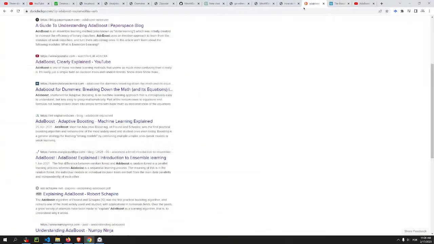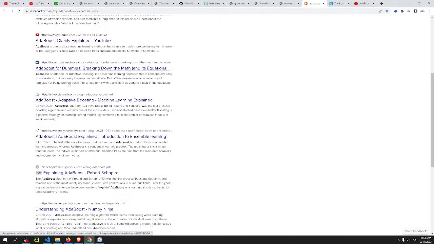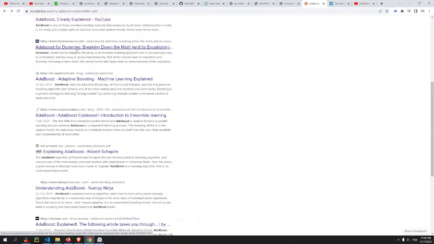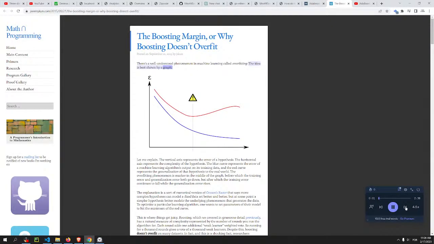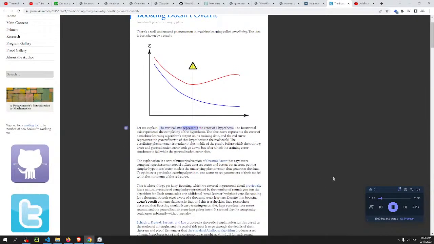The boosting margin, or why boosting doesn't overfit. There's a well-understood phenomenon in machine learning called overfitting. The idea is best shown by a graph. Let me explain. The vertical axis represents the error of a hypothesis. The horizontal axis represents the complexity of the hypothesis.